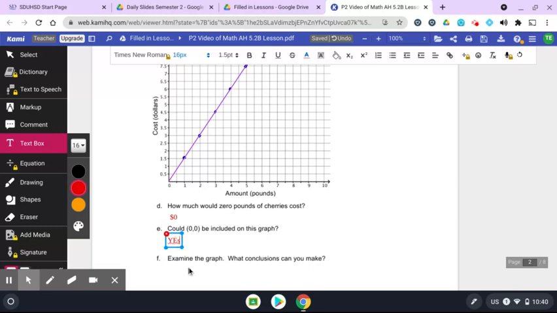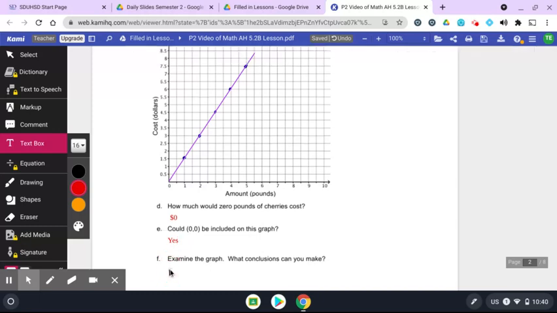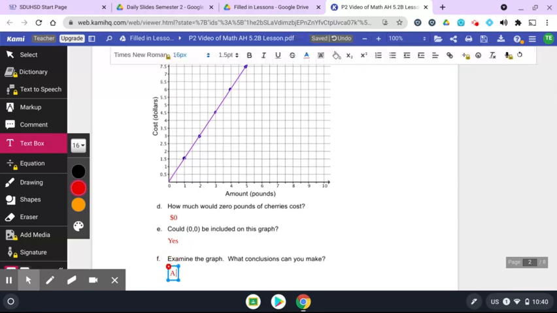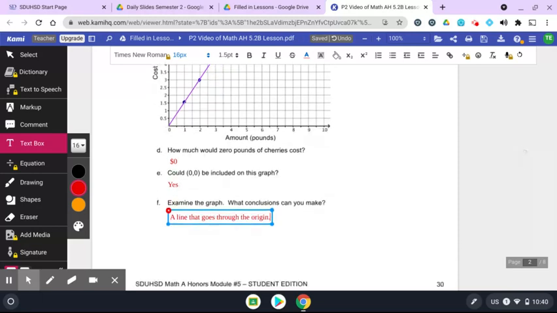Examine your graph. What conclusions can you make? It is a line that goes through the origin. When we have a line that goes through the origin, we are looking at a proportional relationship. Okay, let's do another one.